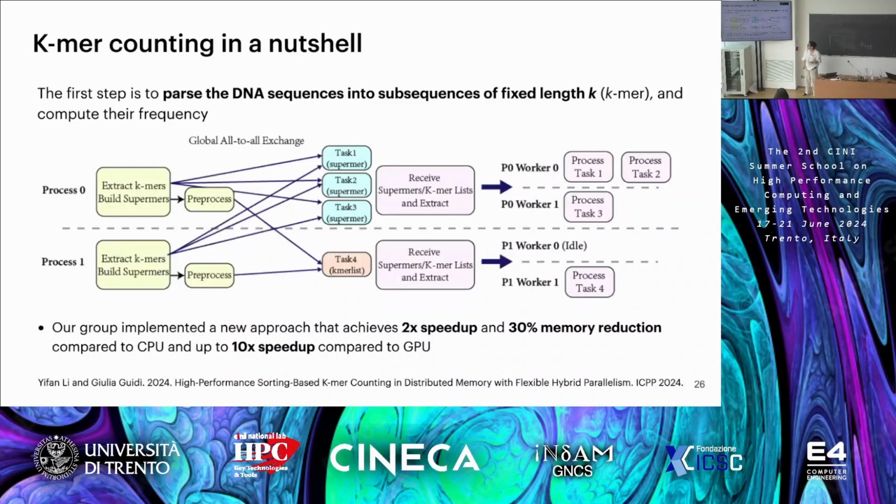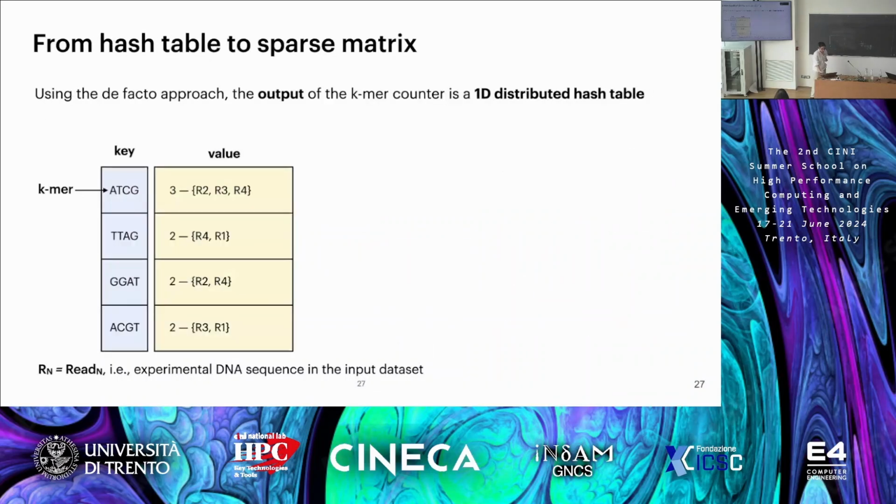We do have a recent work, a little bit of advertisement, that just got accepted at ICPP 24, where we implement k-mer counting by using sorting-based algorithms rather than hash tables, and we can actually achieve pretty good performance. But this again was just a little bit of advertisement. So let's assume that we are still using the distributed hash table based implementation.